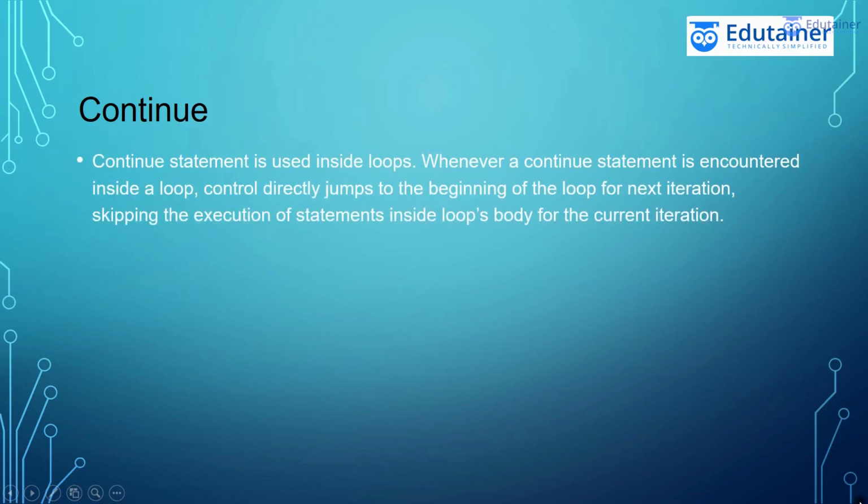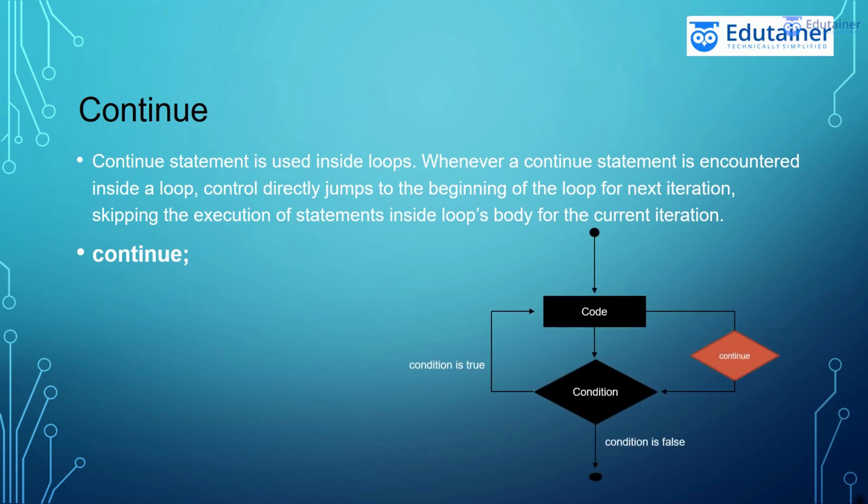Continue. The continue statement is used inside loops. Whenever a continue statement is encountered inside a loop, control directly jumps to the beginning of the loop for the next iteration, skipping the execution of statements inside the loop's body for the current iteration. Continue is also a reserved keyword. You cannot have a variable named continue.